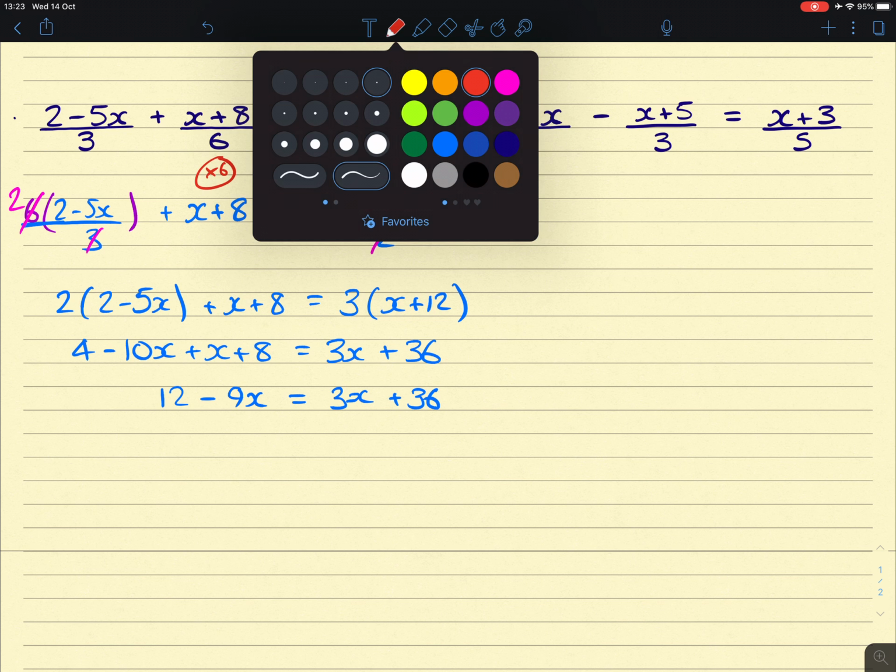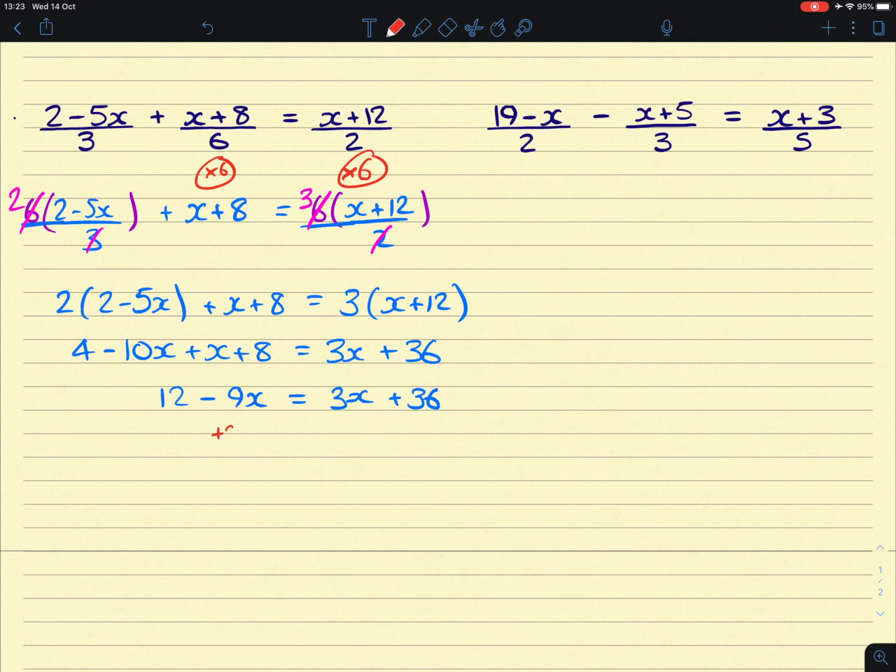There are more x's on the right, therefore I want to get rid of the ones on the left. I have to add 9x in order to get rid of that minus 9x. While I'm at it, because I want the letters on the right, I'm going to get the numbers on the left, so taking away 36 will make that happen. I'll do the same on the left-hand side. 12 minus 36 gives us a negative 24. 3x plus 9x gives us 12x, and then dividing both sides by 12 will give us x is minus 2.